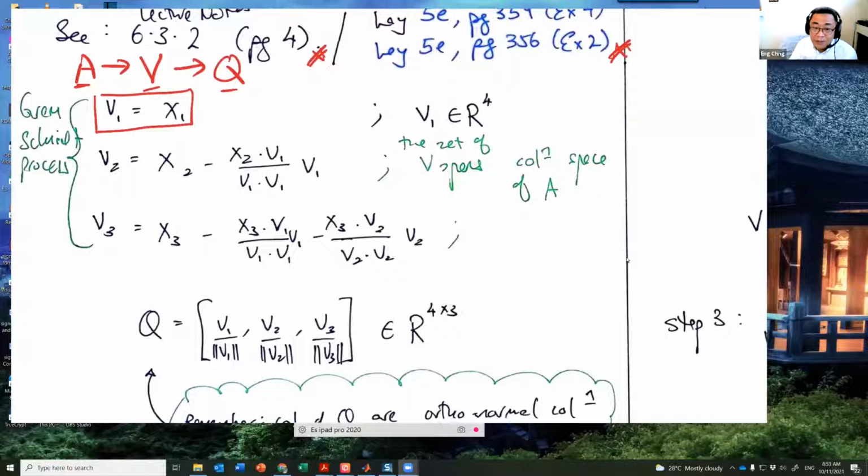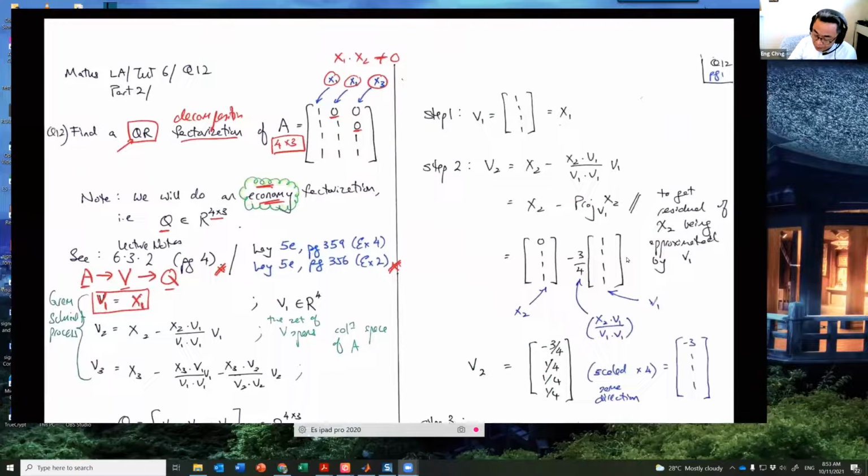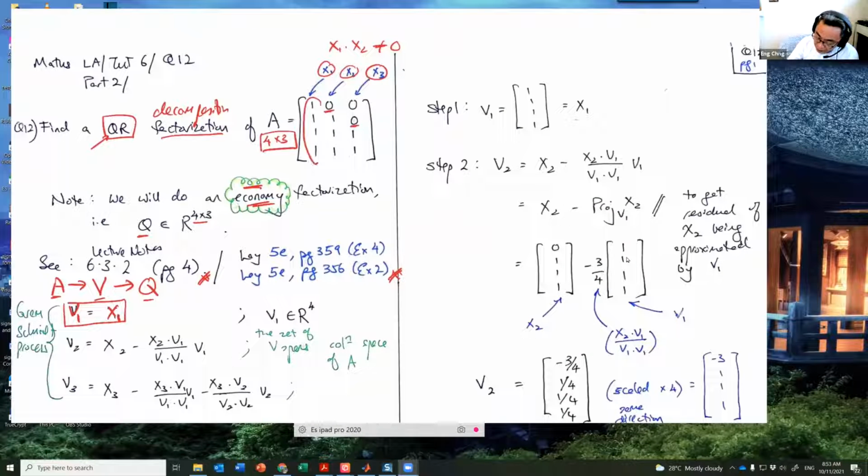The first one is very easy. V1 gets a copy of x1. So V1 is x1. That's it. If I only get one copy of x1, I have solved the first column's problem, but I haven't solved the second and third column. Remember, in our question, we have 3 columns. So all we did was to copy this into V1.